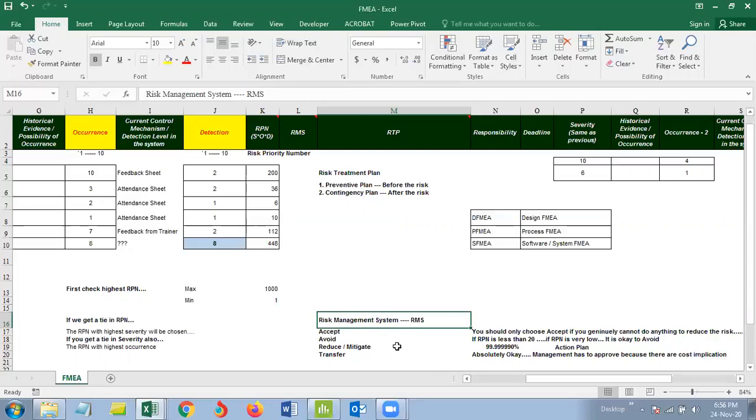When we talk about risk management system, you have four types. You need to choose one of these. Either you will accept the risk, or avoid the risk, or reduce the risk, or transfer the risk. For every risk, you have to choose one. You have to understand the basic meaning of each, and basis the meaning, you will decide what needs to be chosen. For every risk, when you know the number, you as a team will decide how you are going to handle this risk. Number I know, but how am I going to handle it? That's what the risk management system is. How are you going to manage it?